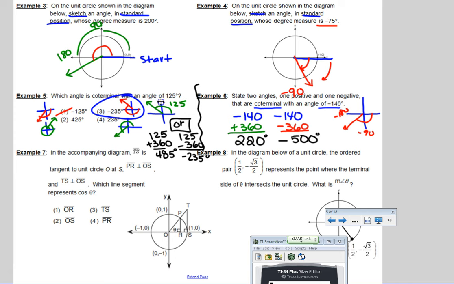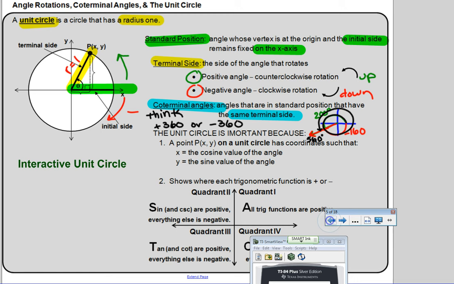Okay, so now that we understand how angles are rotating and that angles can swing around and land in the same spot as other angles, now we can talk about where the trig values come from. So going back to our notes, as angles are spinning around the circle, now remember this is a unit circle, so the radius is 1. As angles are spinning around the circle, they're going to hit the unit circle.